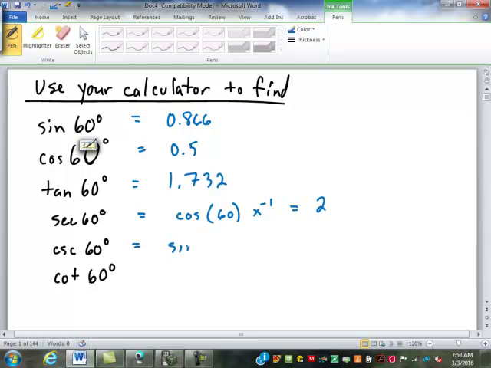Cosecant is going to be sine, open parentheses 60, close parentheses, x negative 1. Now, somebody asked you the other day, can I just use the sine negative 1 function? No, that's different. We're going to learn about that today. So this is going to give us, what, 1.15? Cotangent 60 is going to be the tangent of 60, x negative 1, which ends up being 0.577.